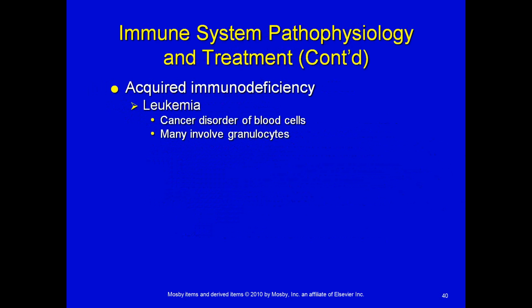Leukemia is a cancer disorder of the blood cells, and a very low white count is how leukemia is diagnosed, with a very, very low white count. And of course, if you have a very low white count, then your body's opening up for all sorts of types of infections, because you just don't have the ability to fight that stuff off with a low white count.